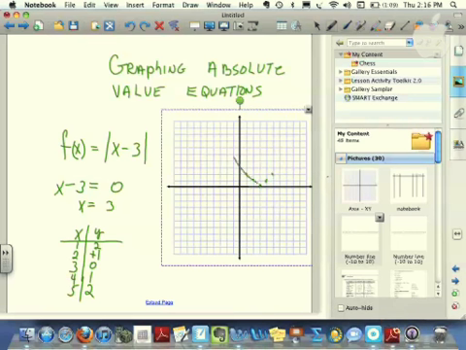Absolute value graphs make a V. And where is the point of the V? The point is where the value equals 0.